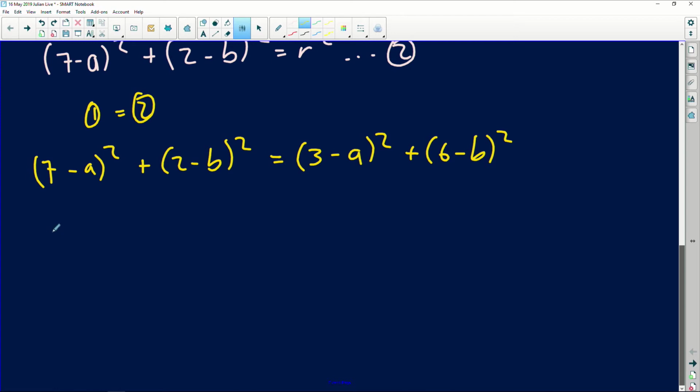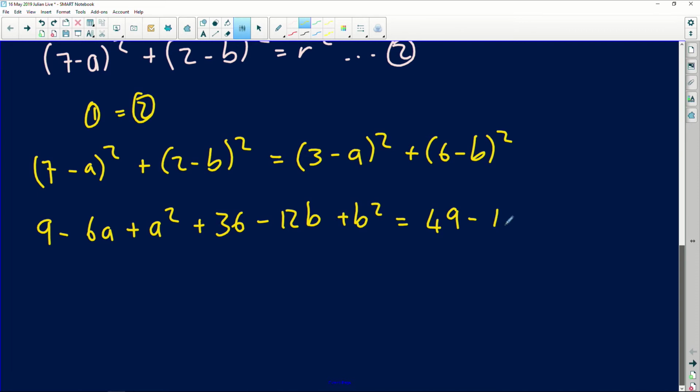We're going to end up with 9 minus 6a plus a squared plus 36 minus 12b plus b squared is equal to 49 minus 14a plus a squared plus 4 minus 4b, I'm running out of space over here, plus b squared. Okay, guys, so if you multiply those two equations out, that's the step that you're going to get to. Trust me on this. I'm just trying to save us a little bit of time because of that error that I made, but no worries.